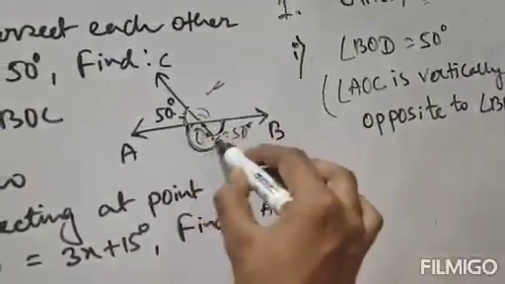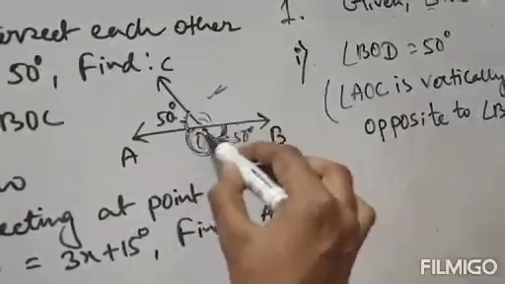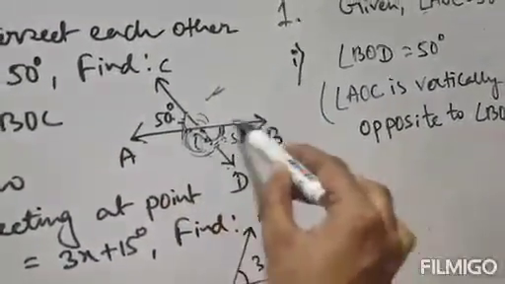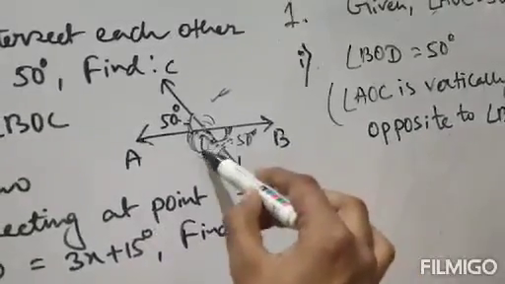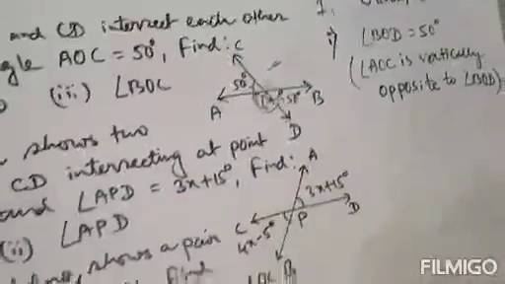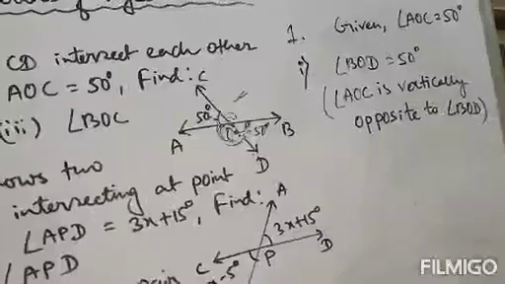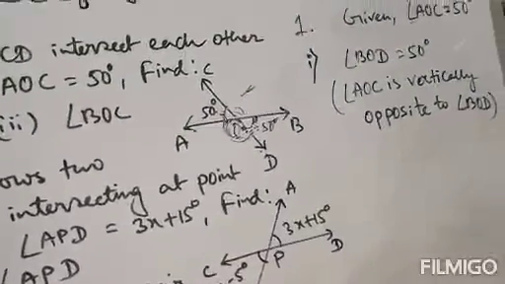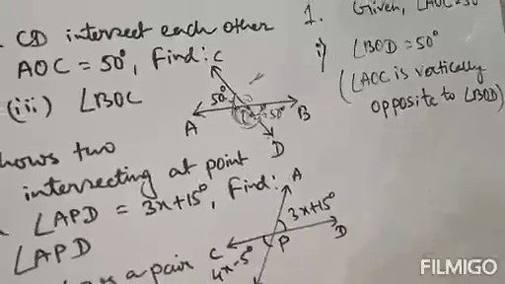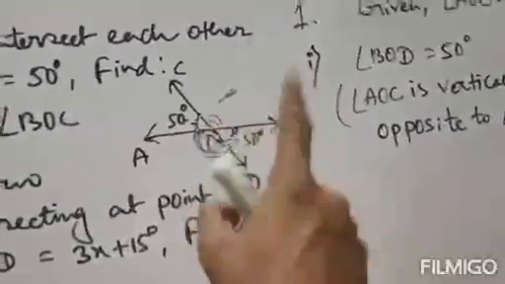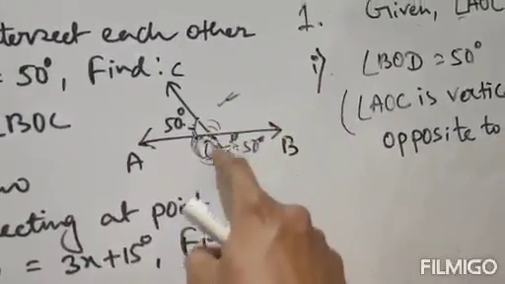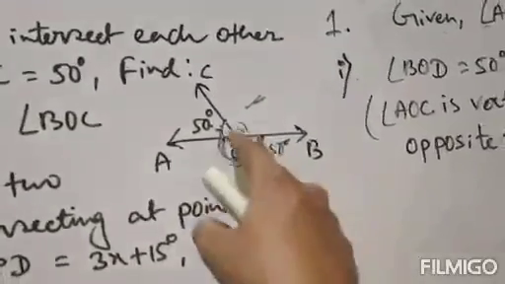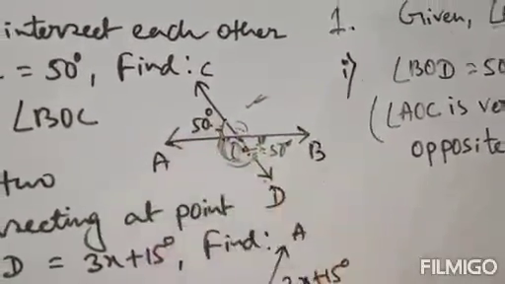Now these two angles are adjacent angles. This angle AOD and this angle BOD are adjacent angles. So remember property number 1: when two straight lines intersect each other, the sum of adjacent angles is 180 degrees. So according to property 1, the sum of these two angles will be 180 degrees because these two are adjacent angles. Then we can always get the value of angle AOD.